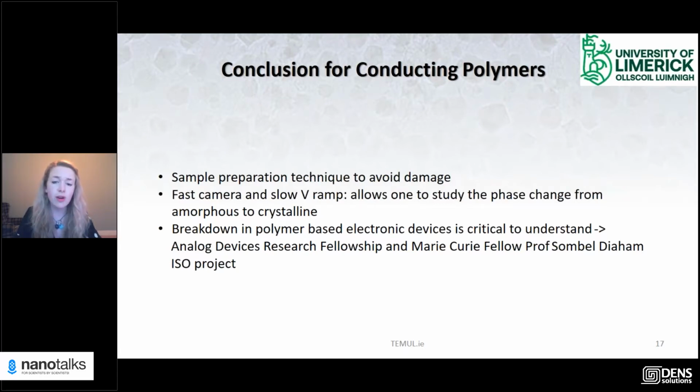And then from that, when I started seeing those initial experiments, I actually went to talk to Analog Devices, because I know that there's some work on breakdown of polymers that are used for isolation devices. And from those initial results, I was very lucky that SFI, Science Foundation Ireland, and Analog Devices funded my research fellowship. That's in collaboration with the Marie Curie Fellow linked within Professor Ishi Banger's group, Professor Sombel. So I'm starting to work now on non-conductive polymers and looking at how they break down as well and what phase changes happen there.